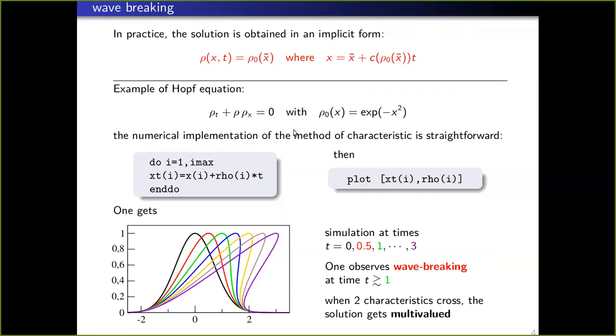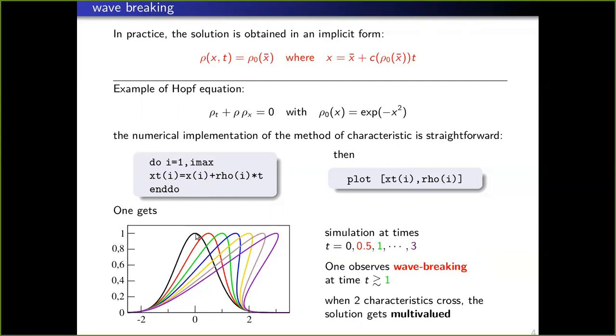Just define an initial array with x of i and rho naught, and rho of i given by rho naught. Then at time t, you take the same rho, but x changes. X is the initial one plus c of rho naught, which in our case is simply rho naught, times t. And that's it. Then you plot this rho as a function of this new x of t. And this is what is done here in this plot.